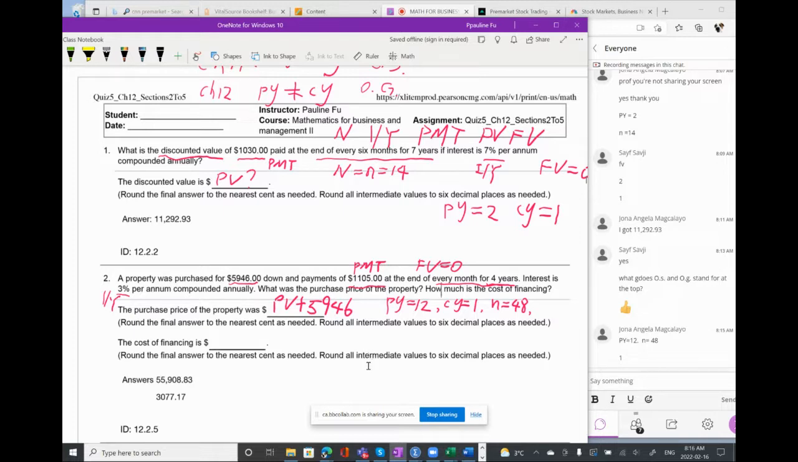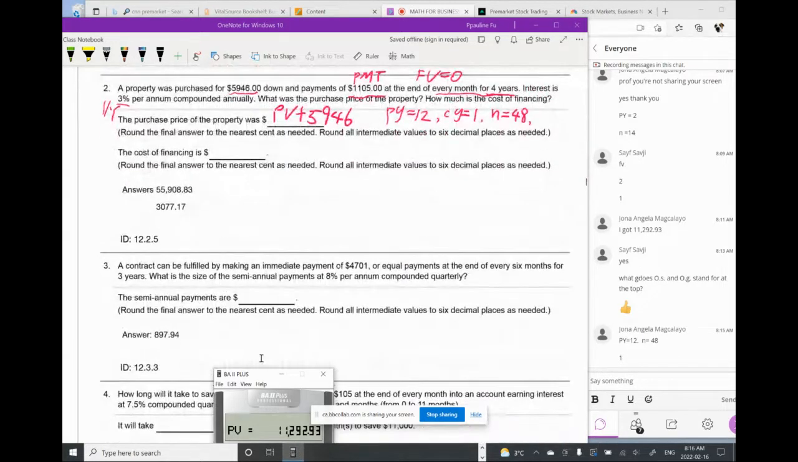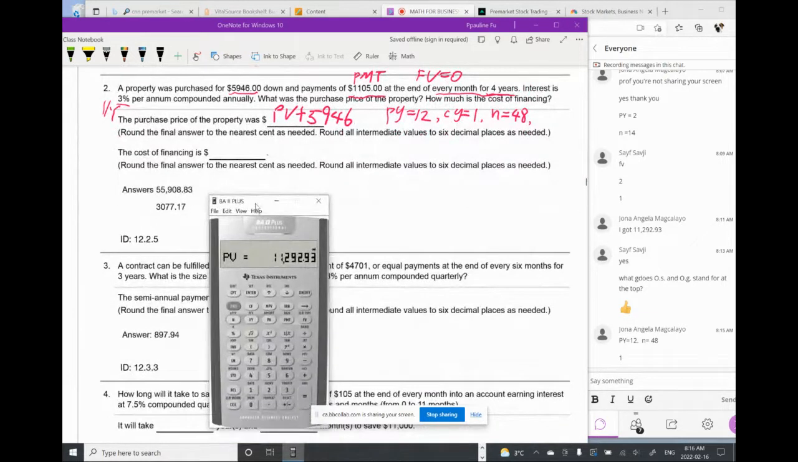Okay, so I'm going to pull out my calculator. So I'm going to move this up. Okay, second quit, then second PY. PY is 12, enter. Down arrow, okay, you get CY. CY is 1, enter. Second quit, okay.